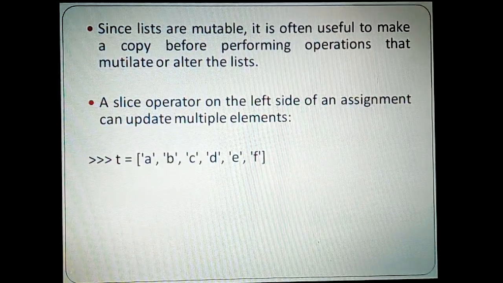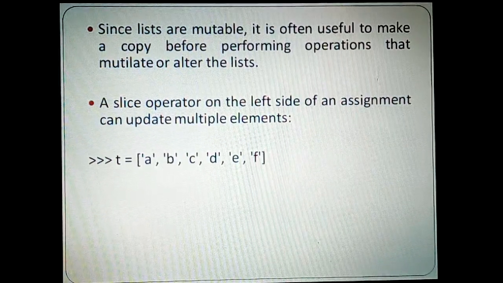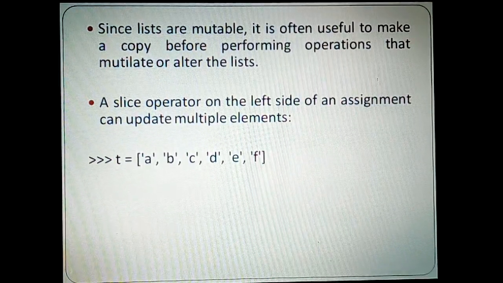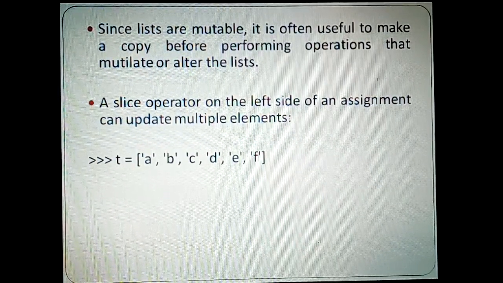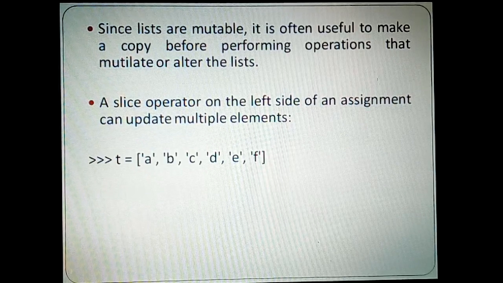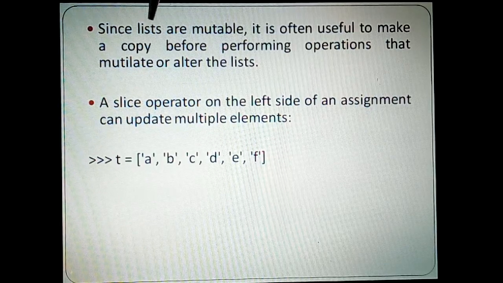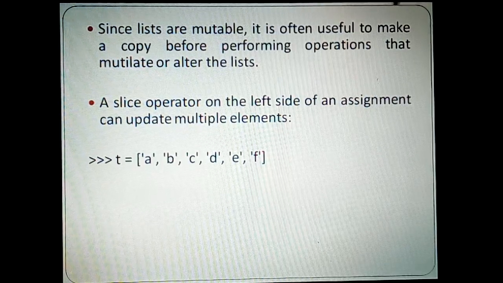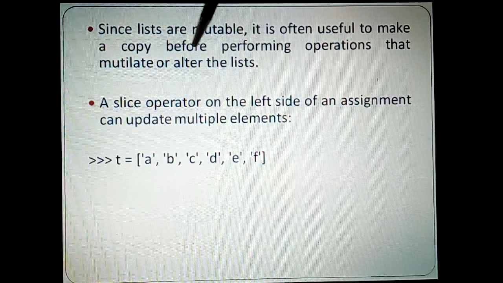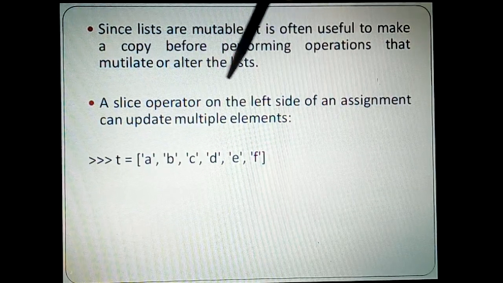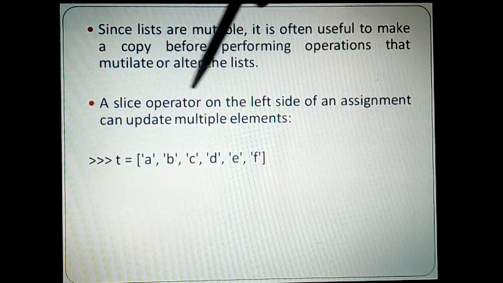Now, apart from that, let us try to understand the concept of mutability. In the last session, we also understood how a list can be modified. Now, let us see how we can modify more than one item using the mutable method of slicing. Since lists are mutable, it is often useful to make a copy before performing operations that alter the list. A slice operator on the left hand side of an assignment can update multiple items.